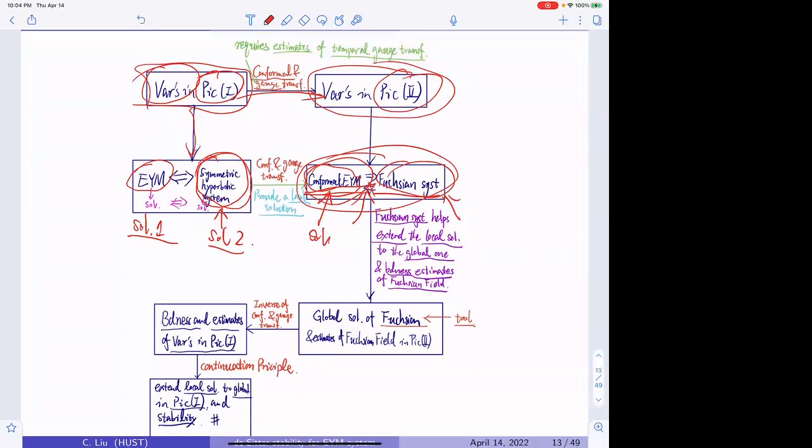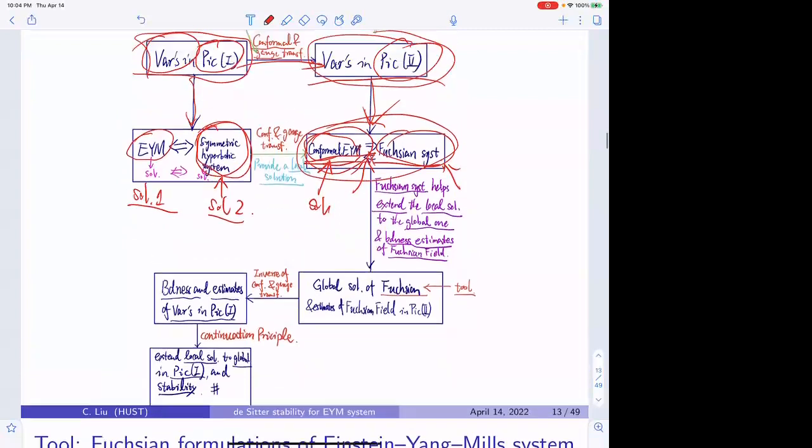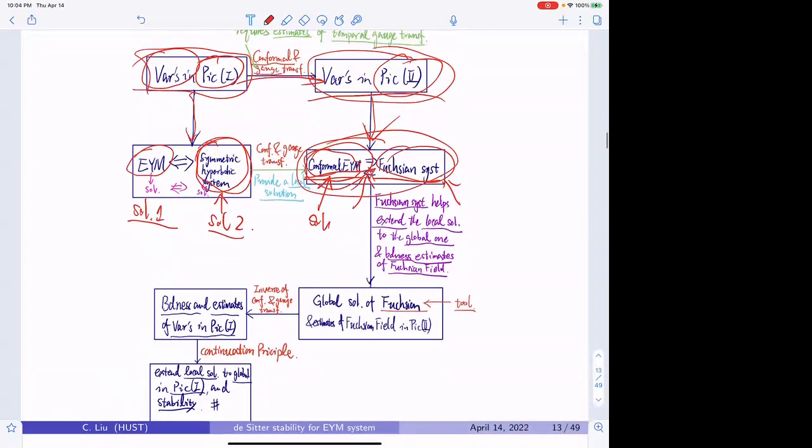But in picture 2, we can only get to this level. Okay, our idea is this: because we know the function system very clearly, using the function system, we can get a global solution to this function system. But we cannot say this function system solution is also a solution to the Einstein-Yang-Mills system.